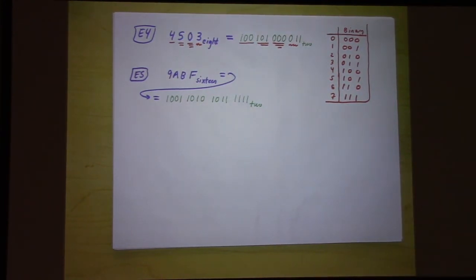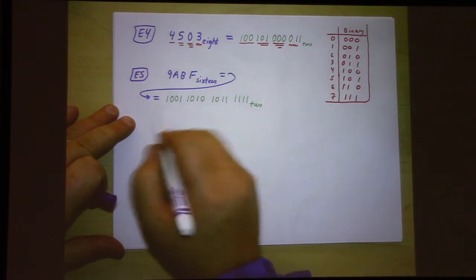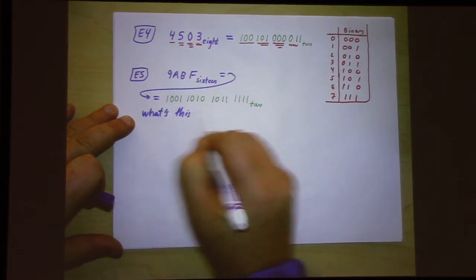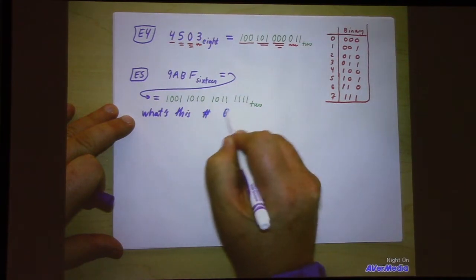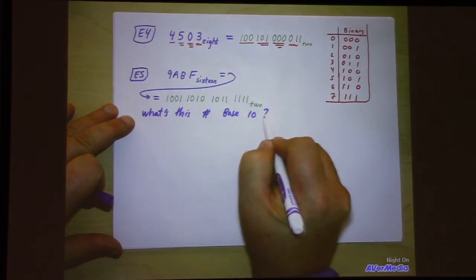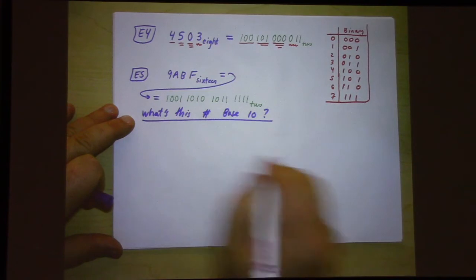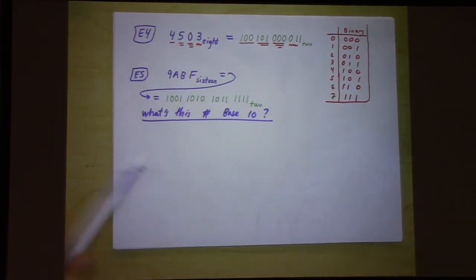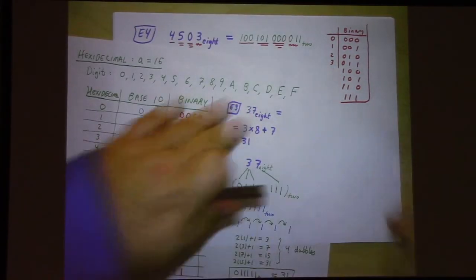I think the easier way to do this is just to fall back on the definition of hexadecimal to convert, right? So what's the base 10? What's this number? So let's go back, let's do it. Sorry, I forgot to number my page over here.